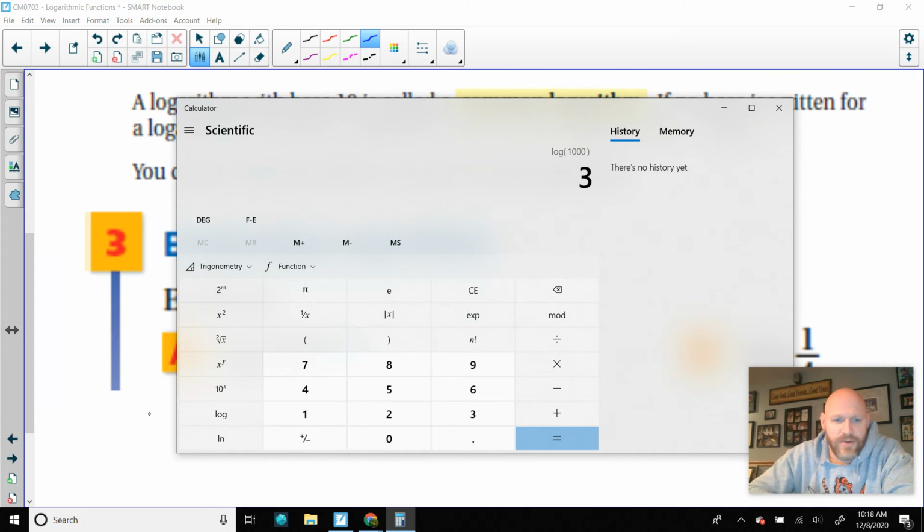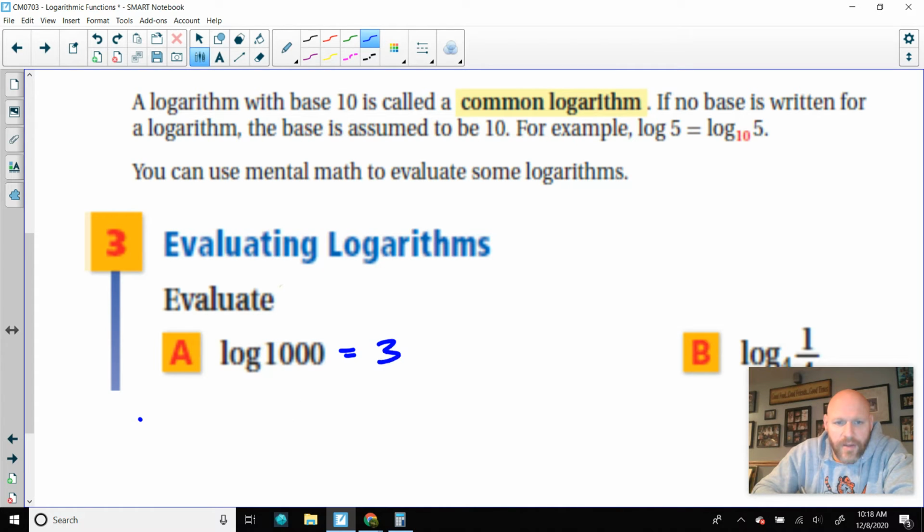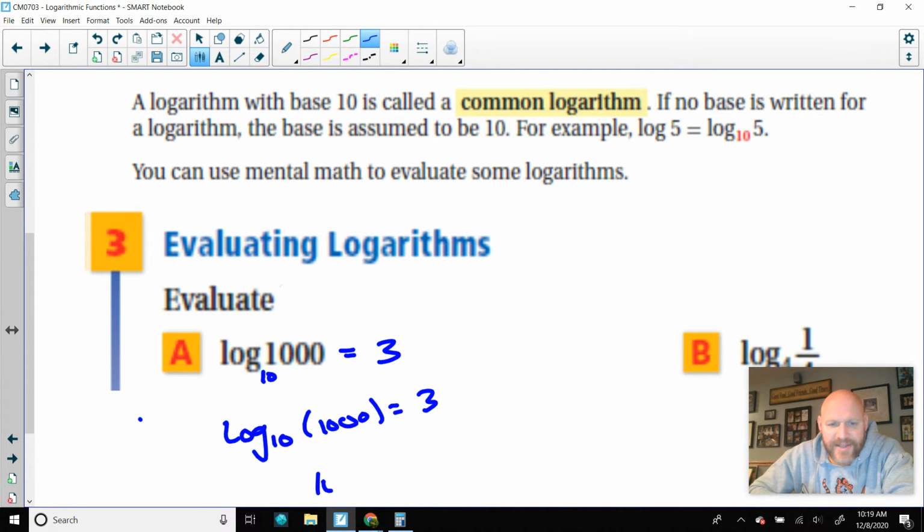And that makes sense. So if I were to say the log of 1,000 is 3, since the base is 10, this is going to be log base 10 of 1,000 equals 3. Well, let's change it into exponential form. Our base is 10, the exponent is 3, and the number is 1,000. And that makes sense because 10 to the power 3 is 1,000. And you would type it in just like that.